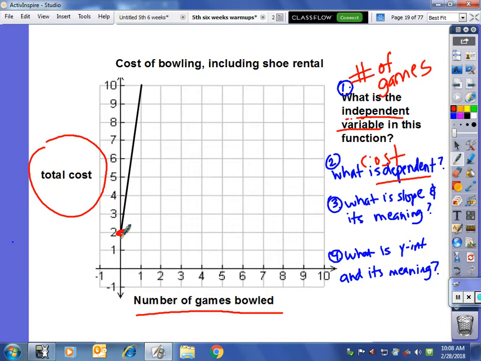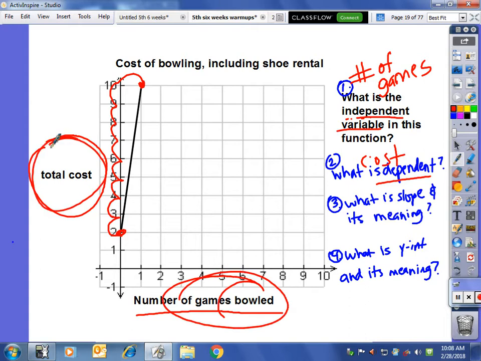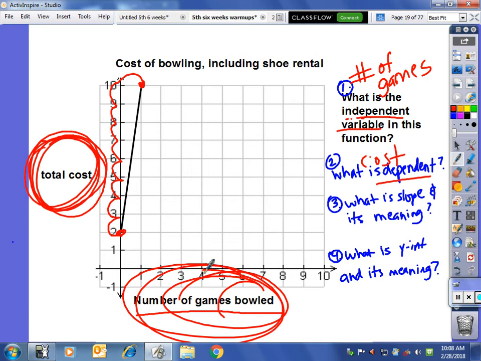Okay, I want to go, it's rise over run, and I'm going up 1, 2, 3, 4, 5, 6, 7, 8, and over 1. Now, slope is always a rate, and it's always the y words over the x words. So that's 8 what? $8, because this is in dollars, per game. It's the $8 per game. They're going to charge you $8 for every game you play. Okay, so the slope is 8. What is the meaning? It means they're going to charge you $8 for every game.